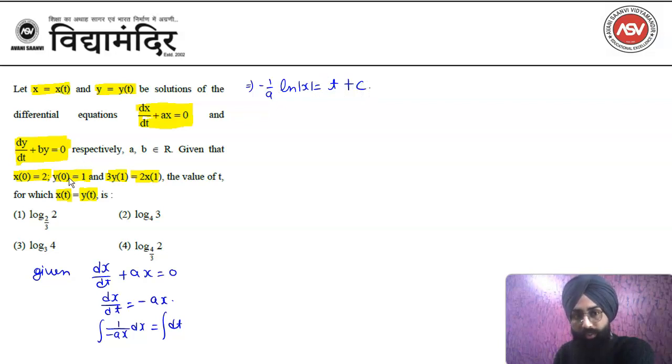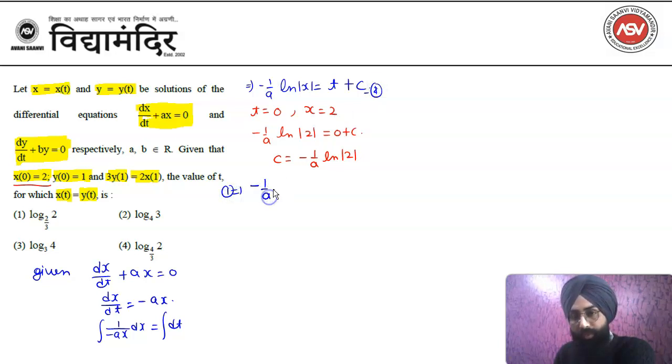Now there is some condition given for this. They have given that when you put t equal to 0, you will get x equal to 2. So I'm substituting t equal to 0, x equal to 2. So it will be minus 1 upon a ln 2 equal to 0 plus c. So c is equal to minus 1 upon a ln 2. Now substituting back in the given equation, we will be getting our solution as minus 1 upon a ln x equal to t minus 1 upon a ln 2.